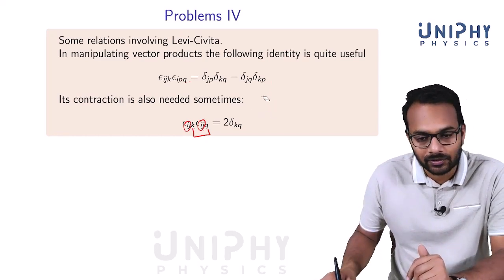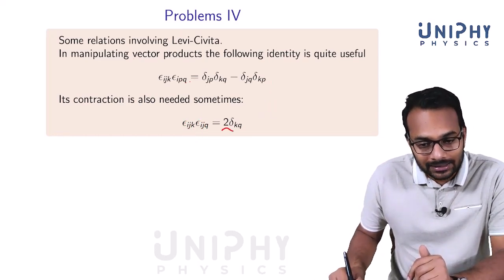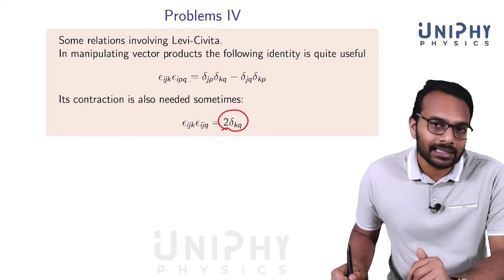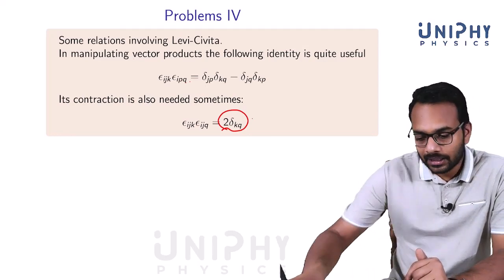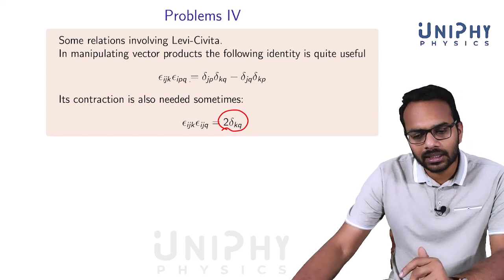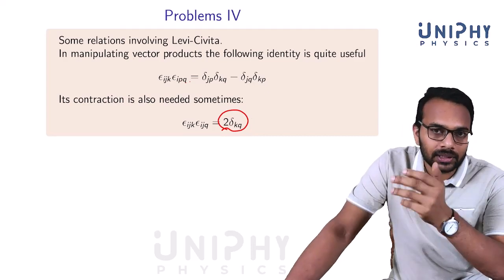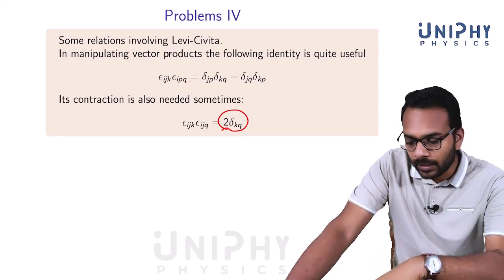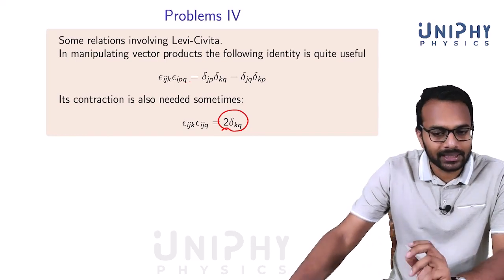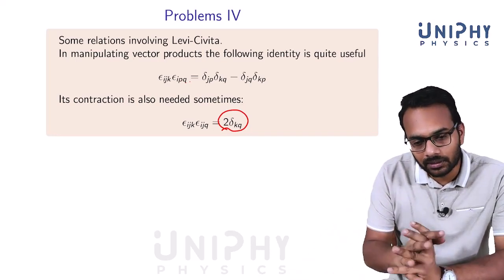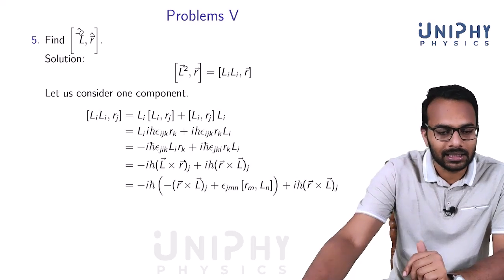Right, you are left with two indices k and q, and the result is twice delta kq. Okay, it's twice delta kq. All right. Now, if you can remember this, we can do the next problem. The next problem might seem a bit complicated if we don't do it properly. There are different ways to do that. Okay, let's check this.